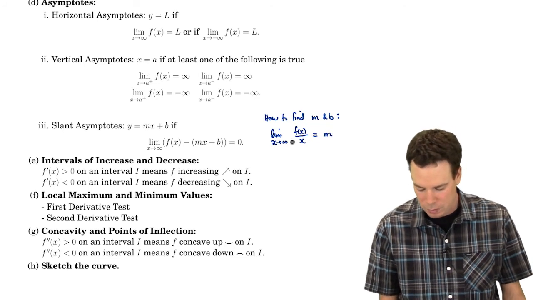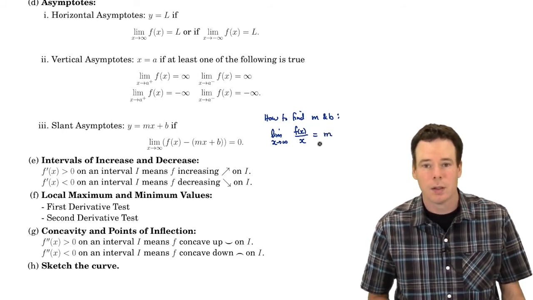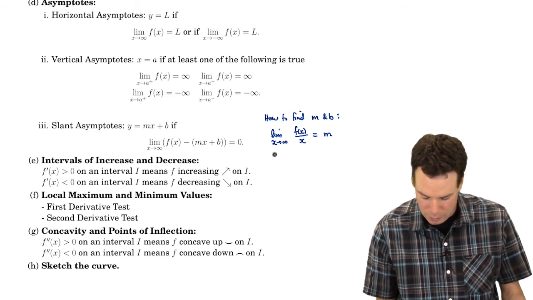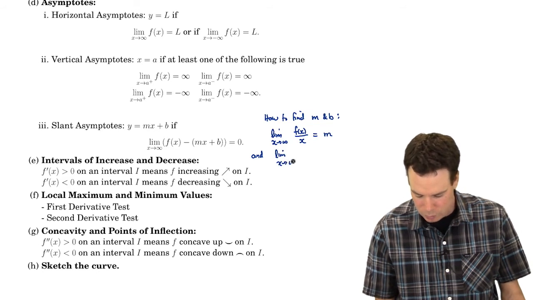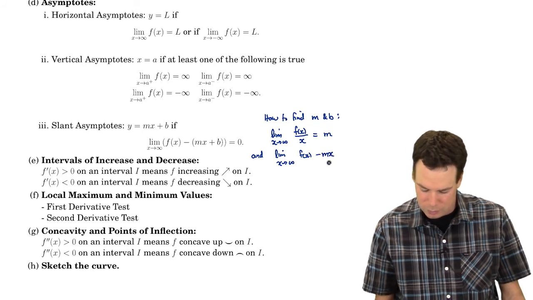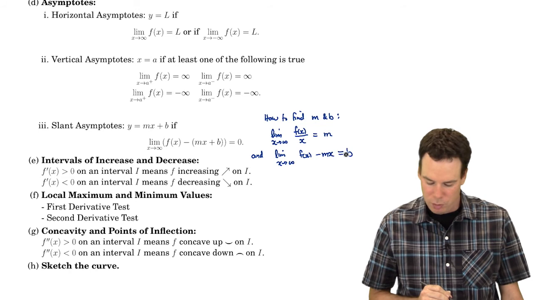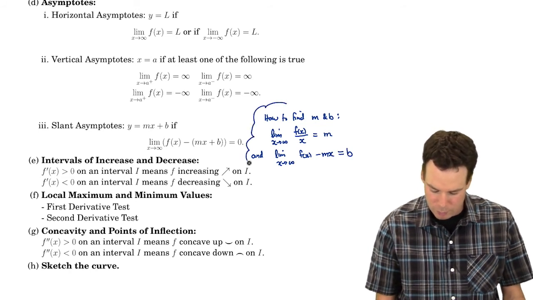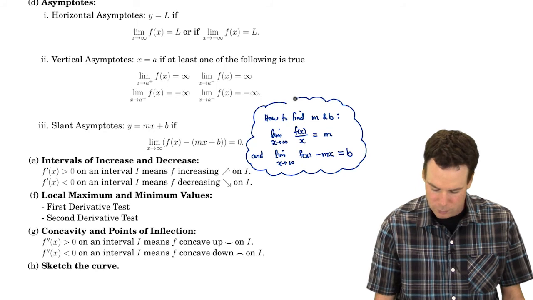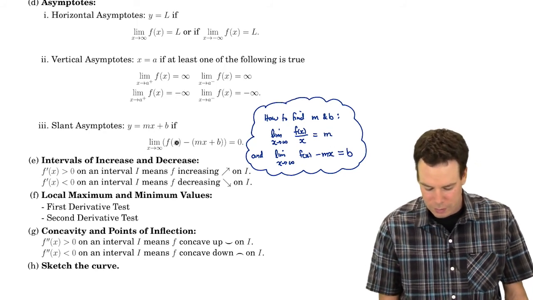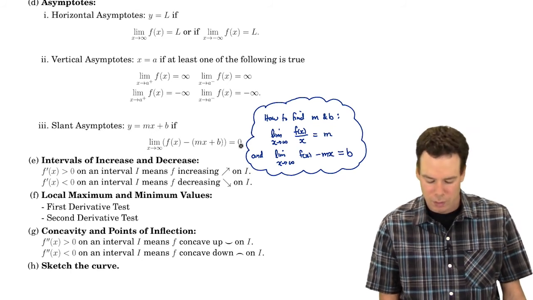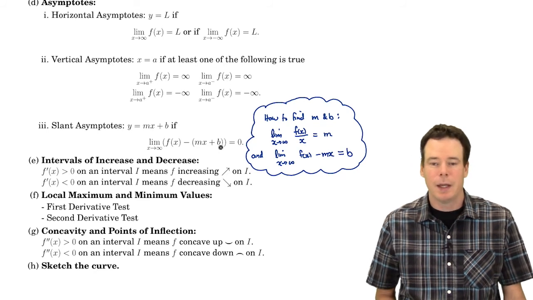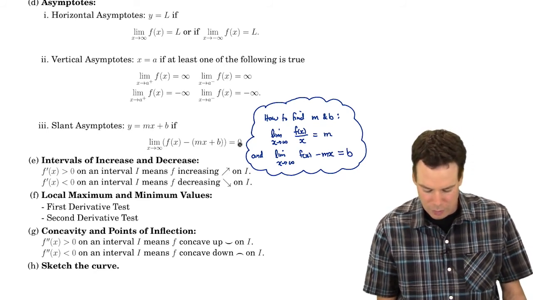If this limit exists, it'll be the value m that we're looking for. And once we have that, we can take the limit as x goes to infinity of f of x minus that newly computed m value times x, and that will give us our value b. So that's how we can compute them. Why does this work? Well, the idea is if the difference between f and mx plus b goes to 0, then just dividing through by x is also going to have a limiting value of 0.